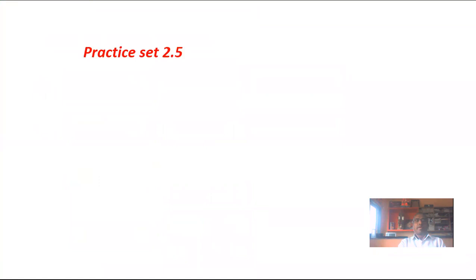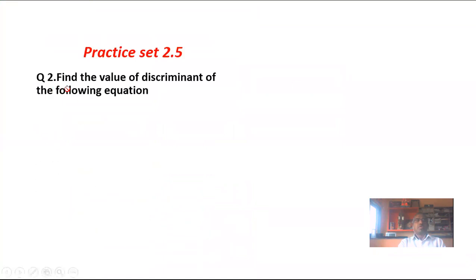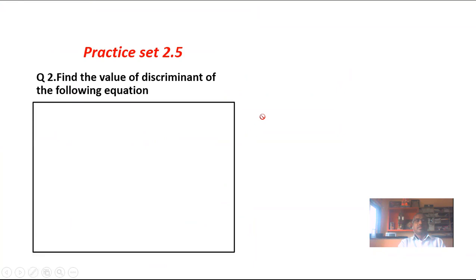Next problem in practice set 2.5. Question number 2. Find the value of discriminant of the following equation. First, x square plus 7x minus 1 is equal to 0. Find the value of discriminant. Given quadratic equation is x square plus 7x minus 1 is equal to 0.